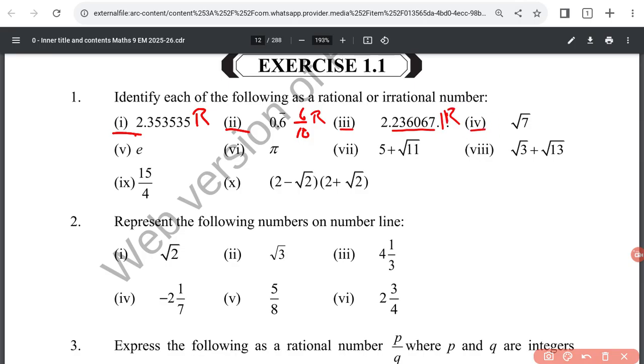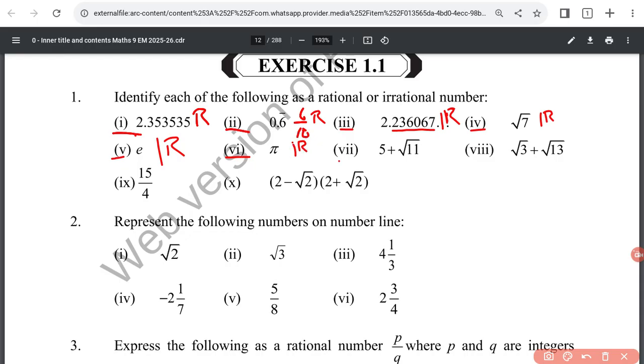If we talk about the fourth one, that is square root of 7. Square root of a non-perfect square is an irrational number. The fifth one is e, Euler's number, non-terminating and non-repeating, so it is an irrational number. If we talk about pi, it is a non-terminating and non-repeating decimal, so it is also an irrational number.